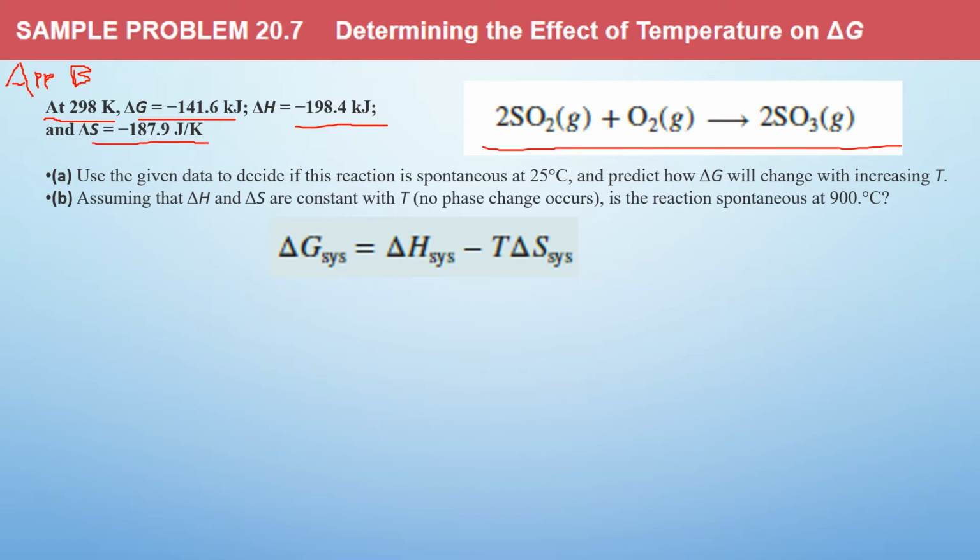We want to first calculate whether this reaction is spontaneous at 25 Celsius, which is 298 Kelvin. So this is already 298 Kelvin, so there's no change in temperature. Also predict how delta G will change with increasing temperature. Pause the video and try to work on it by yourself. You can go to the previous slides to learn this again, to help you solve this problem.